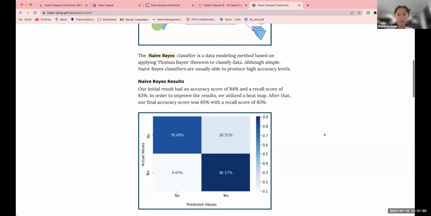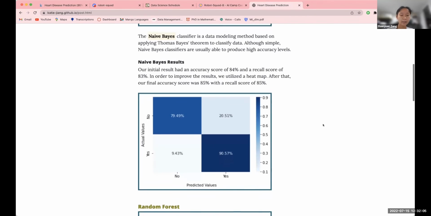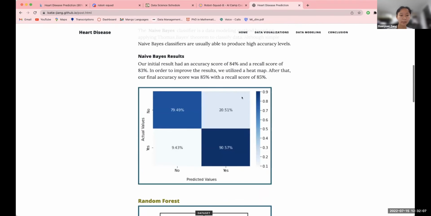In order to improve the result, we utilized a heat map. After that, our final accuracy score was 85 and recall score was 85. And you can see the top right and bottom left. We are trying to make this number as small as we can because they are misclassified. That means they are not true.